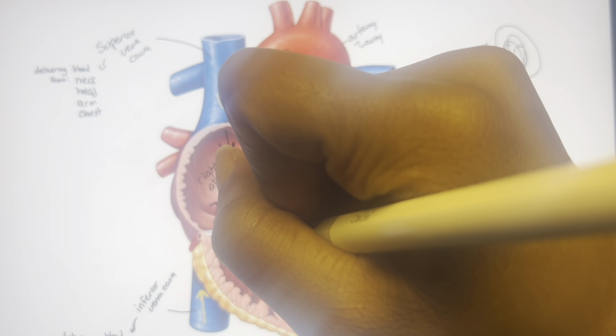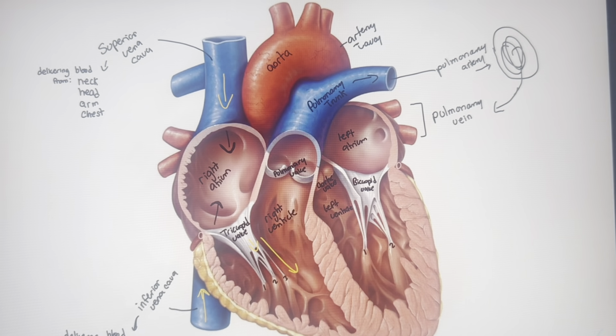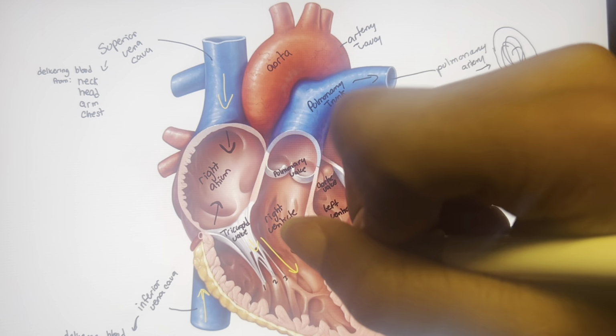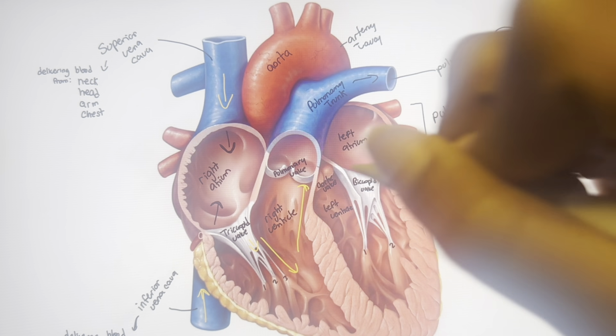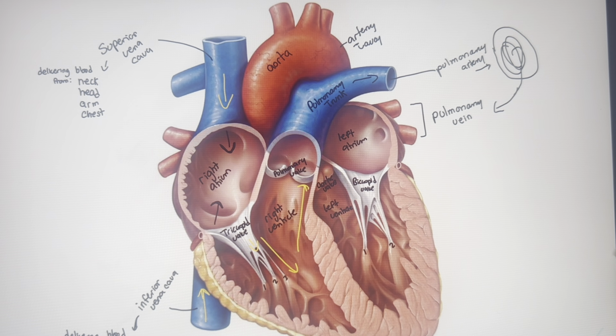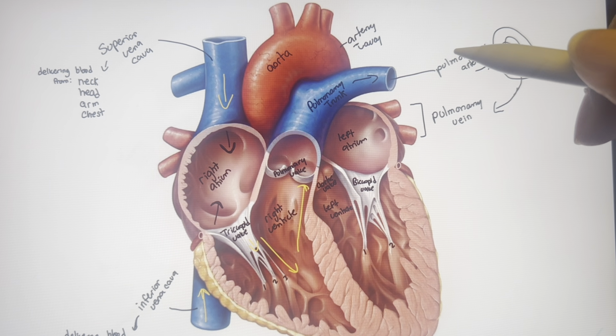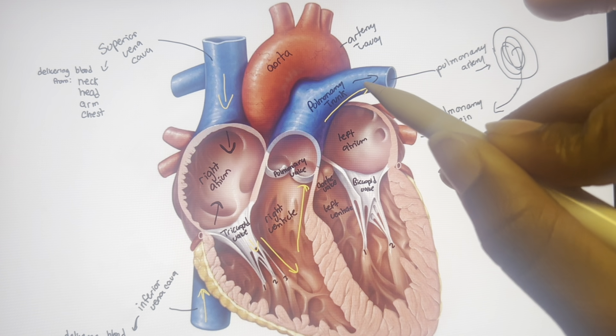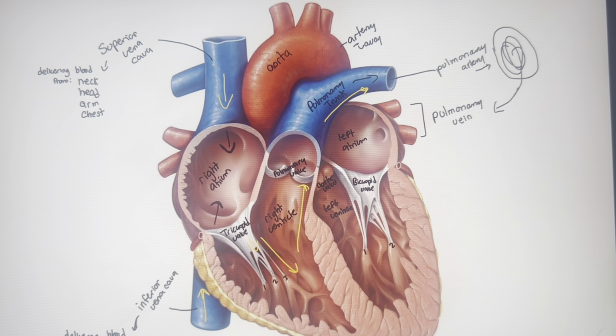So from there, it's going to go into the right ventricle, and then contraction is going to happen again. That's going to push it through the pulmonary valve. It's going to go into the pulmonary trunk, and it's going to go through the pulmonary artery. Remember, artery brings blood away. In this case, it's bringing deoxygenated blood away from the heart into the lungs.